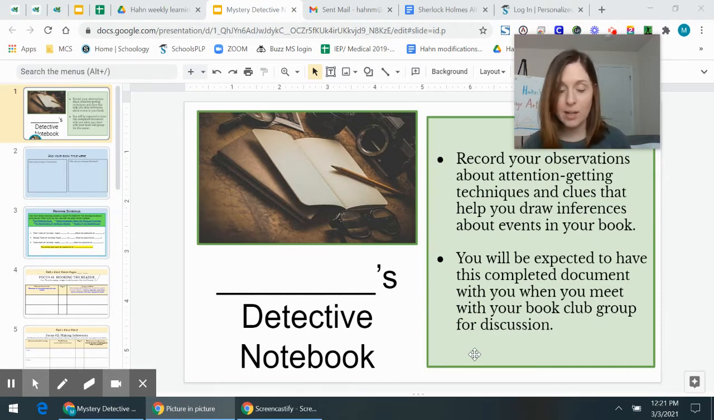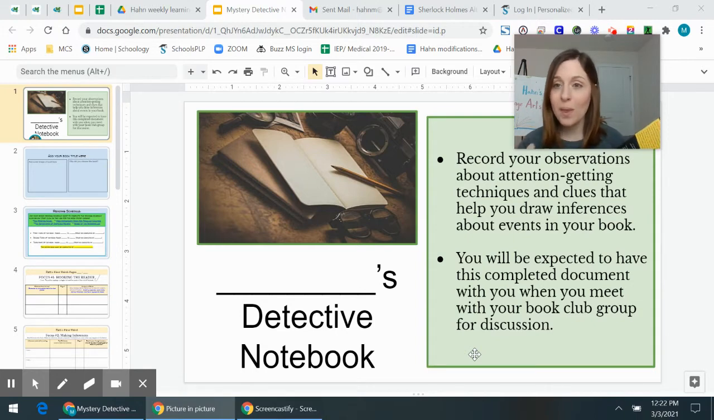Now, maybe if you checked out a physical book from the library, you've got your book in your hand, so I'm reading my book. As you read, I want you to have this open because you're going to be recording evidence as you read through your book, evidence of your understanding of the skills that we teach you each week.